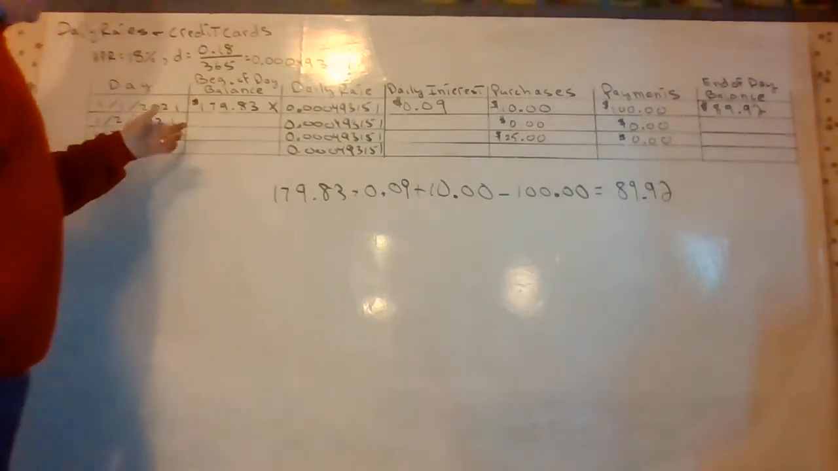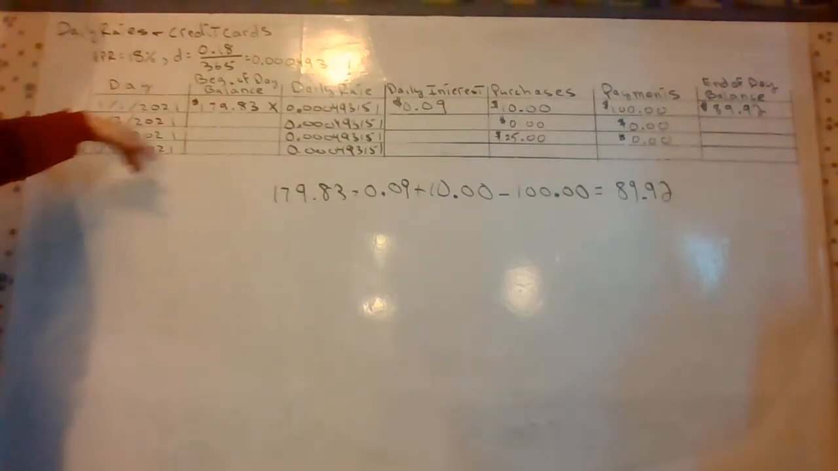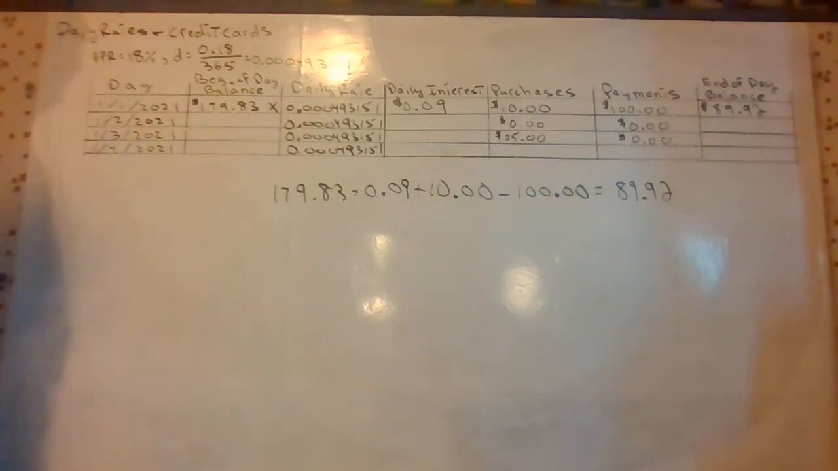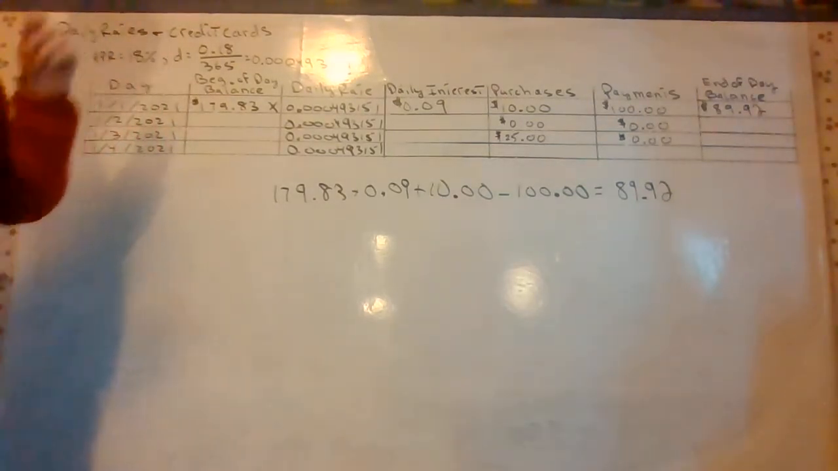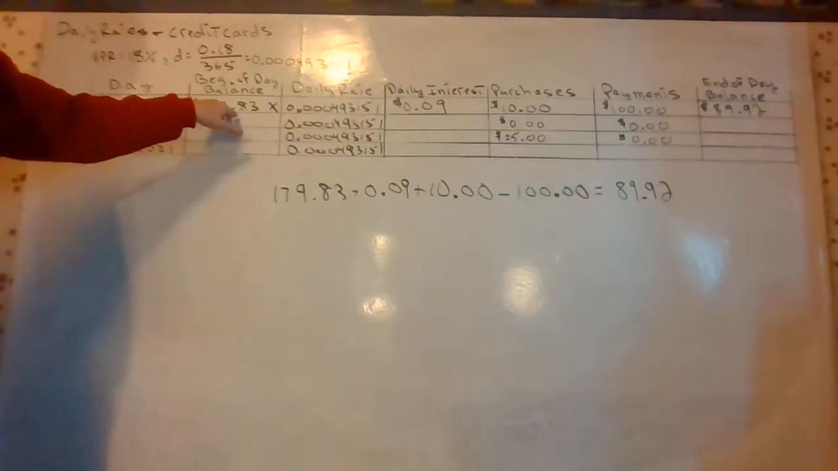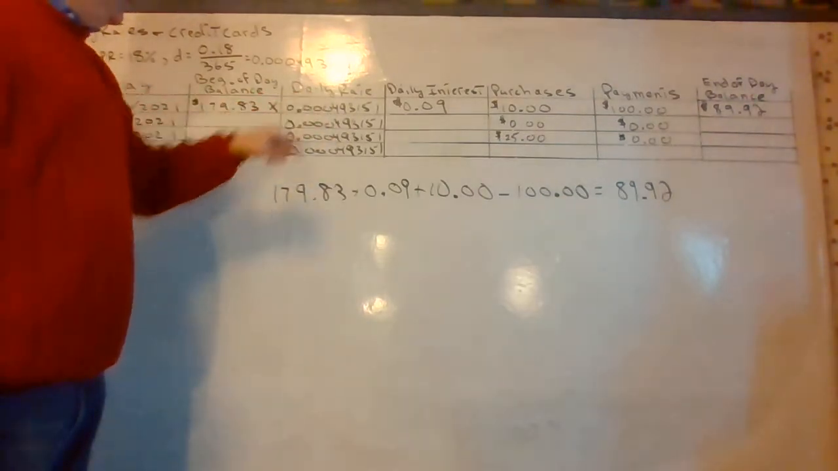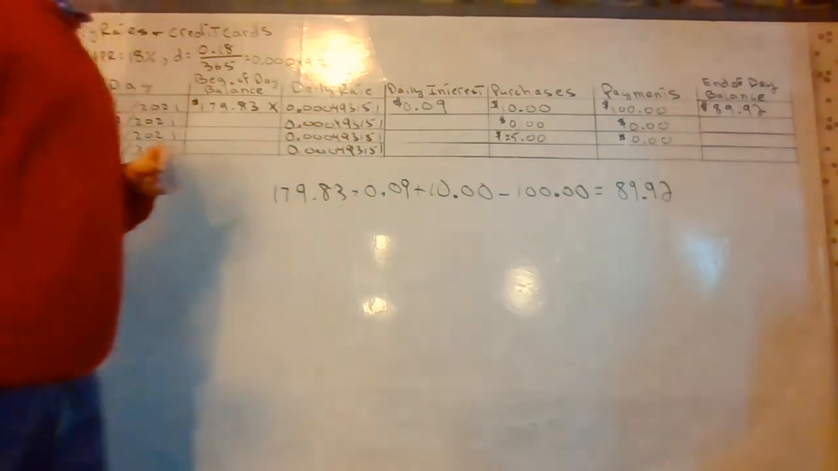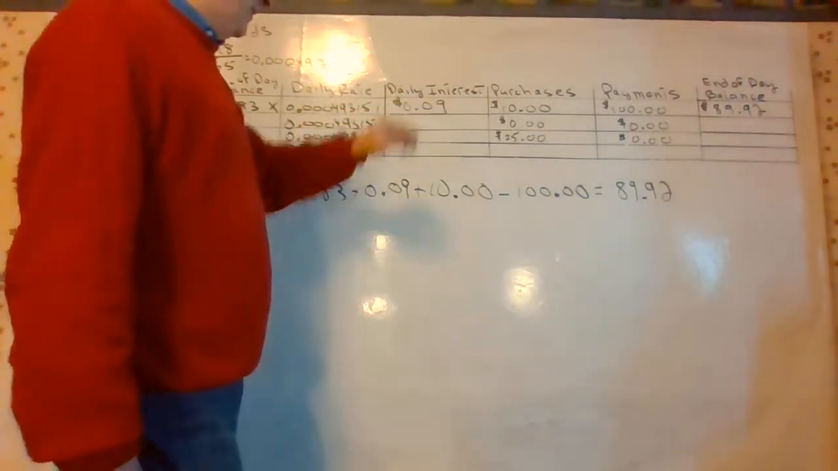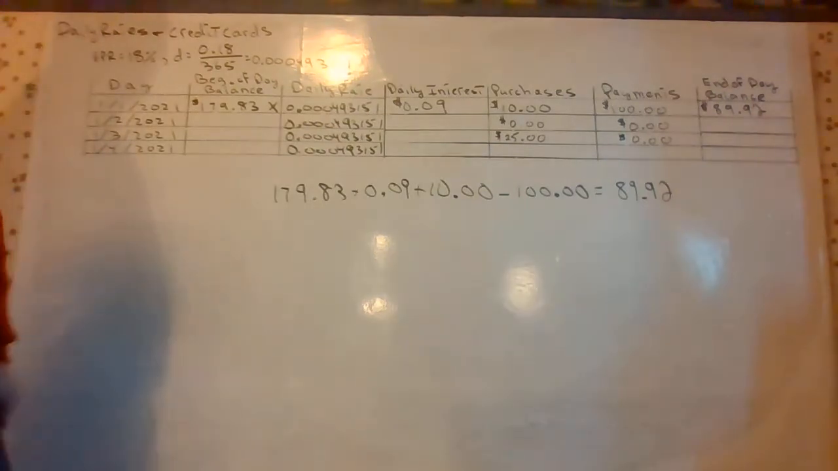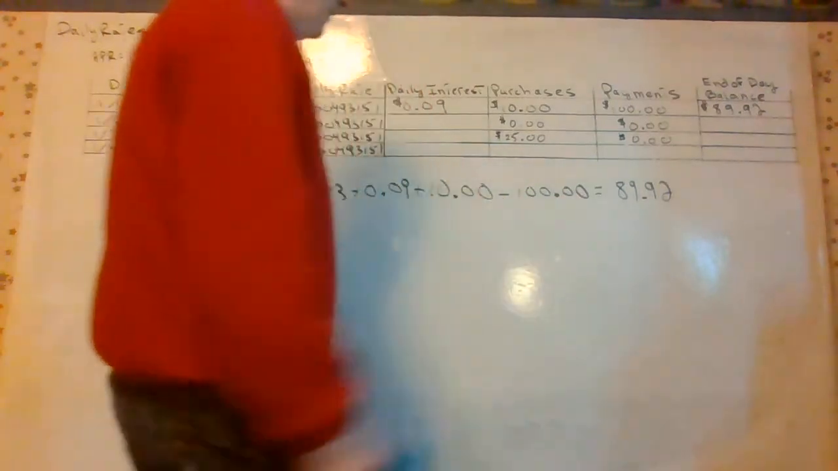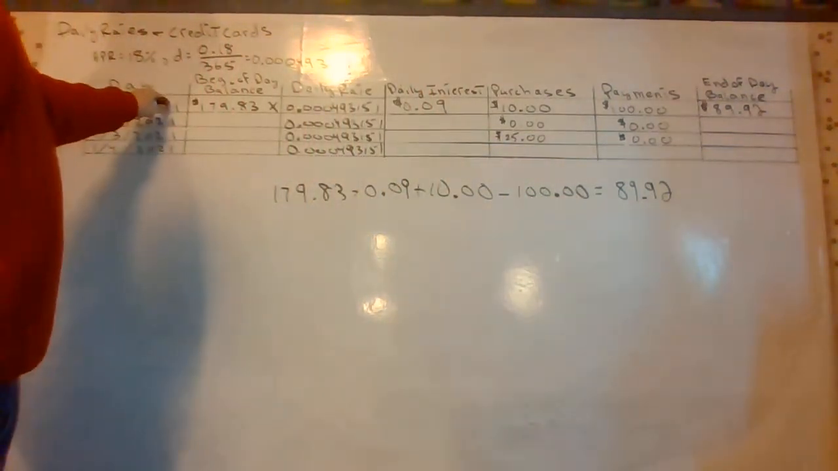We have a beginning daily balance of $179.83, and I suppose that's January 1st, 2021, which was just a month ago. We can calculate the interest for this day by multiplying 179.83 by the daily rate, and it ends up being 0.088. We'll round it off to 9 cents. $0.09 is 9 cents. And suppose we have purchases of $10 and a payment of $100. You send in a payment, it gets credited on this very day.